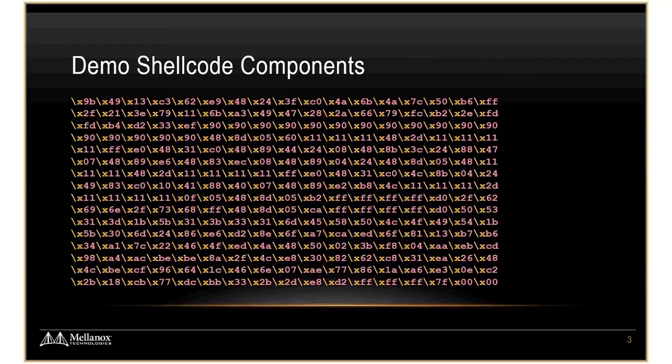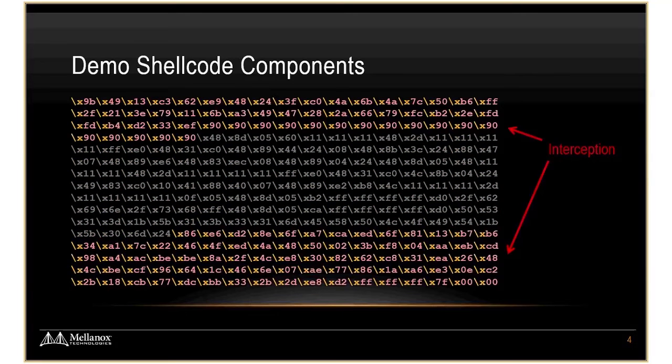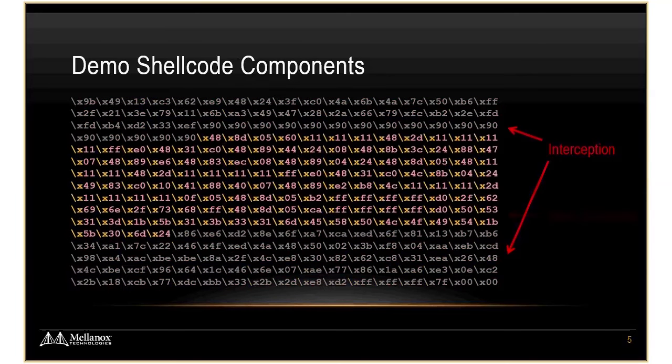Okay, so this is the input I provided the naive application. And primarily this input is comprised of two main parts. This part of the input is responsible for exploiting a vulnerability in the naive application and gaining control of the process flow. This part of the input is responsible for doing what I want to do once I have control of the flow. In the case of the demo, I chose to spawn a shell.